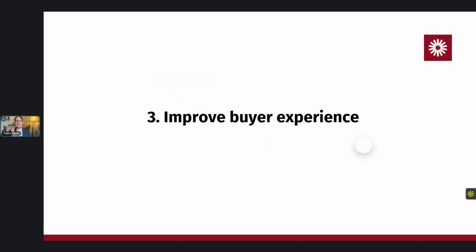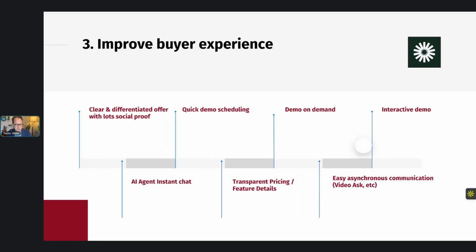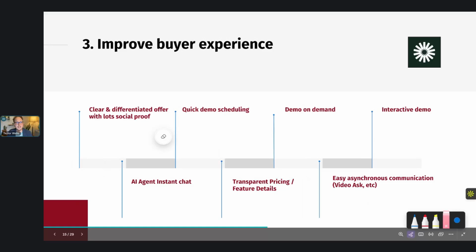So if you can make a better buyer experience, where it's more enjoyable and people get more value out of it, I think you'll win, and especially hedge against AI replacing and taking over your entire buyer experience, and you lose the control. So here are some strategies I would love for you to consider. Number one, and you can kind of think of these in order, is having a clear and differentiated offer with lots of social proof.